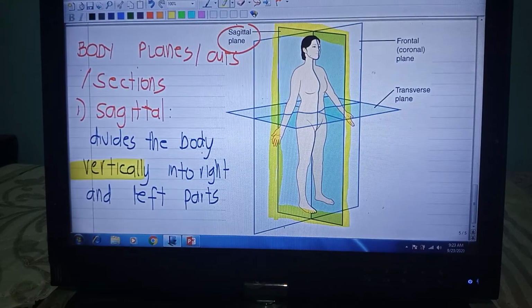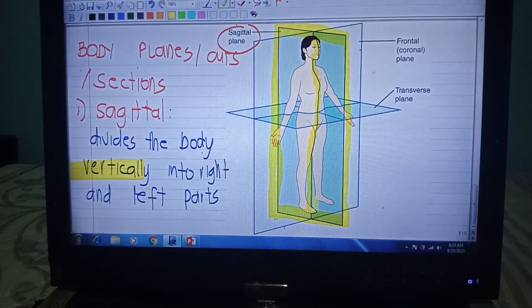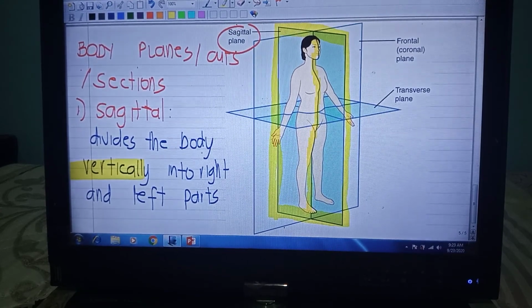What is your sagittal plane again? Divides the body into left and right. Ayan yon. Dinidivide niya yung ating body vertically, lengthwise, into left and right portion. So, take a look guys. Buburahin ko lang.